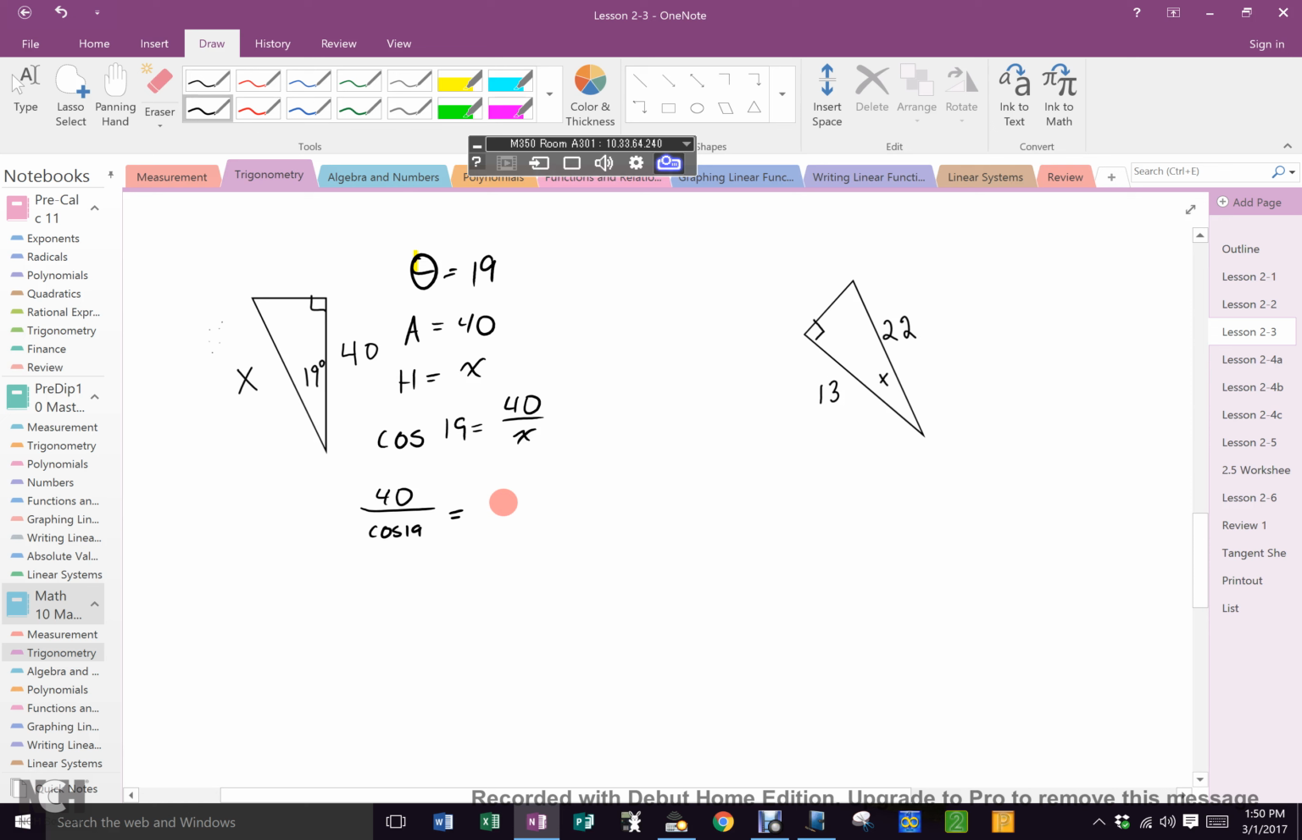Kirsten, what is it? Because you have a backwards calculator, so I'm going to pick on you. Divided by 19 cos equals 42.3. That is correct.